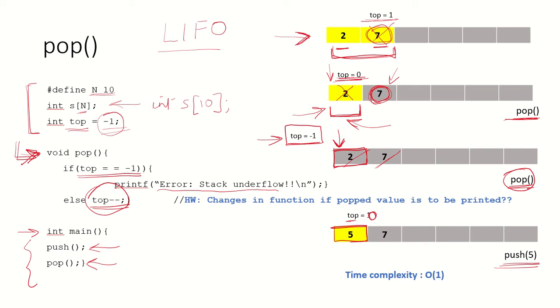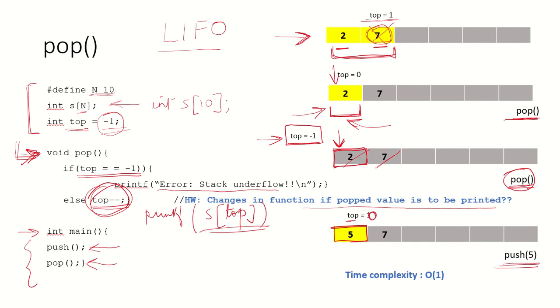What will be the changes required if the popped value is to be printed? So here, before decrementing the top, we'll print the value which was available at s[top]. We will do this printing and then decrement the top. So if top was currently at this position and we print s[top], then 2 would be printed out. So 2 is the value that is being popped out, and then we can decrement the top to be -1.